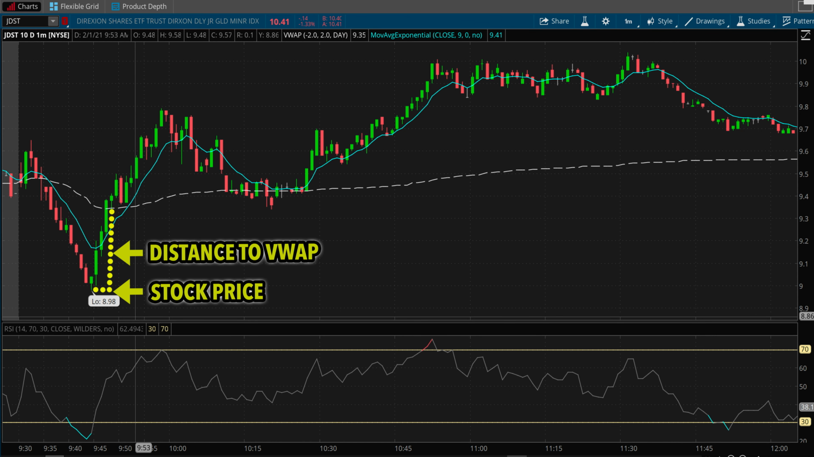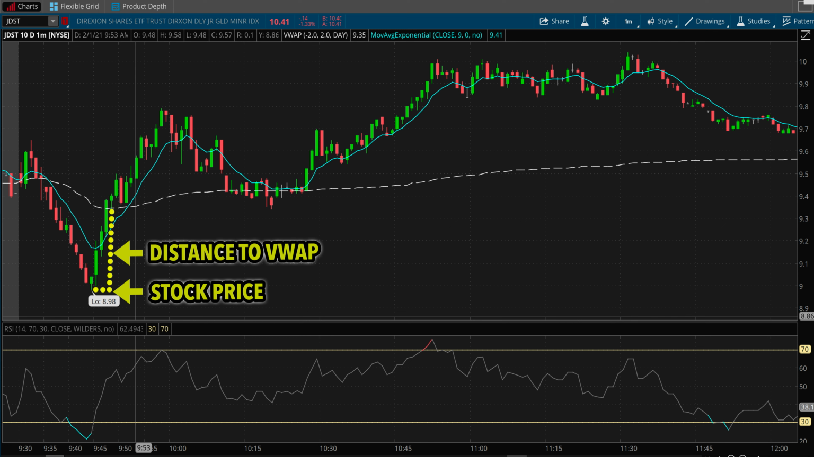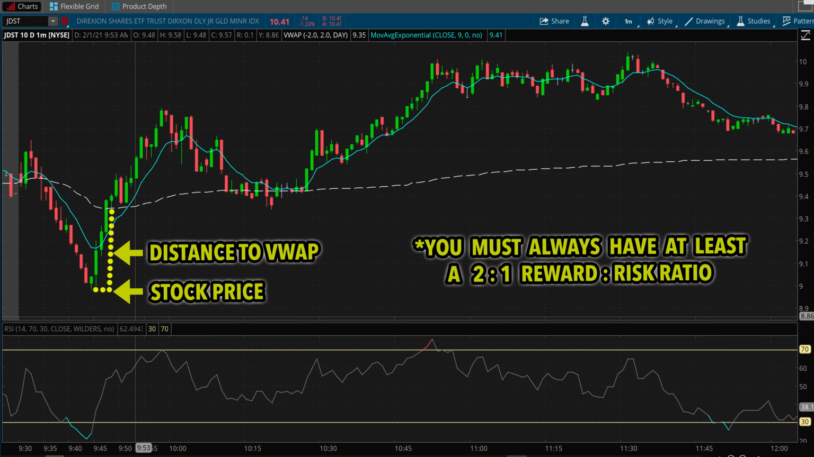If the stock is very close to the VWAP or just slightly below it, there might not be enough potential reward to enter the trade since my target price is the return to the VWAP. So I look at my potential reward to risk ratio. When considering day trading positions, I always want to have a minimum a 2-to-1 reward to risk ratio.